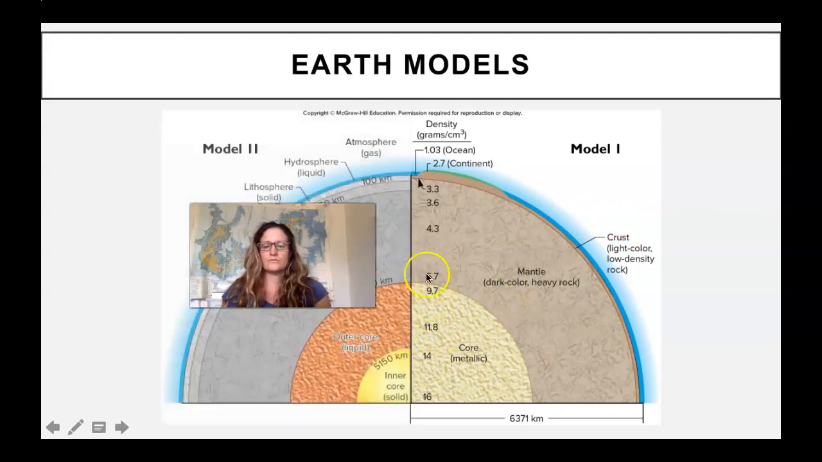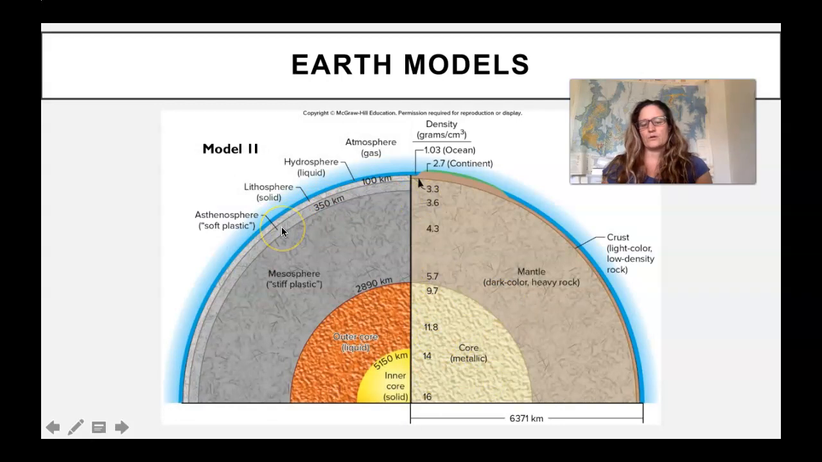So model 2, my face again, we've got a little bit more going on here. This is based on the strength of the material. So in this image we have the hydrosphere, that's just the liquid outer layer, the lightest of the elements. Well, the atmospheric gases would be the lightest. And then the hydrosphere. Beneath that is the lithosphere. Beneath the lithosphere, and that is solid, is the asthenosphere. And beneath that is what we call the mesosphere. And then we go to the outer core, which is liquid, and the inner core, which is solid.